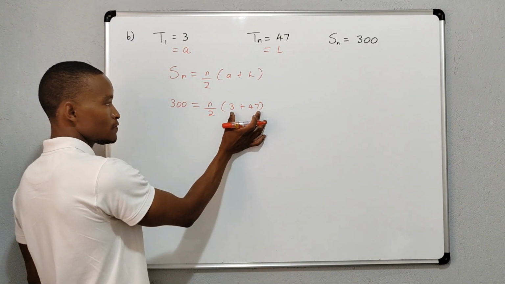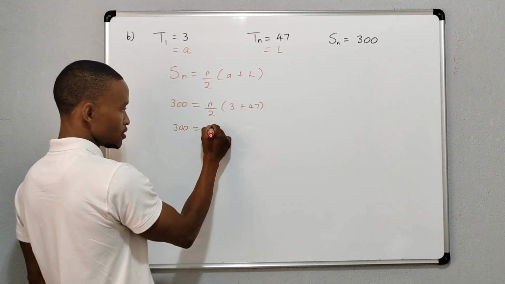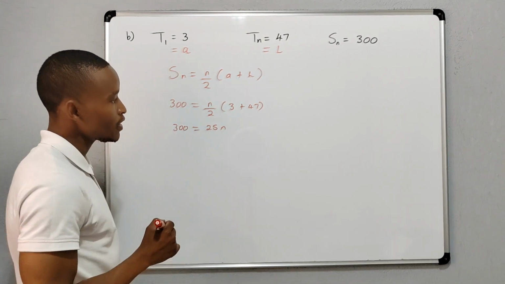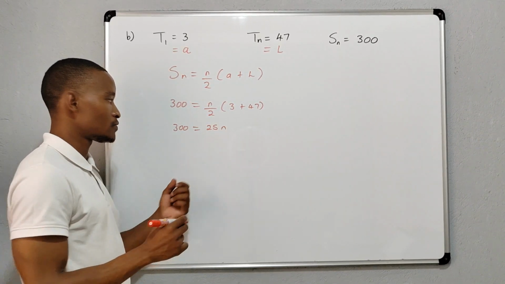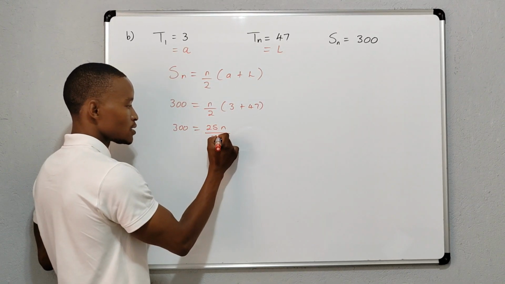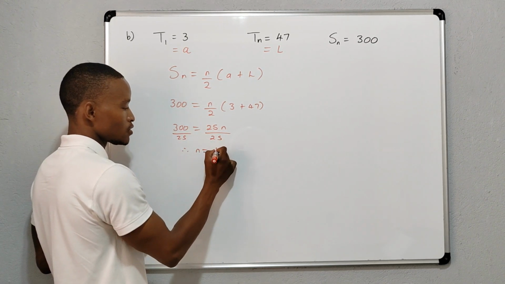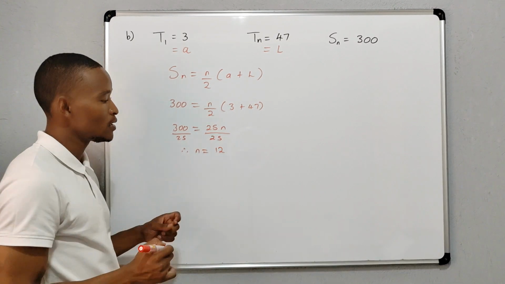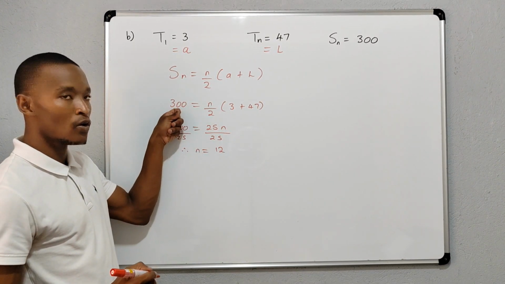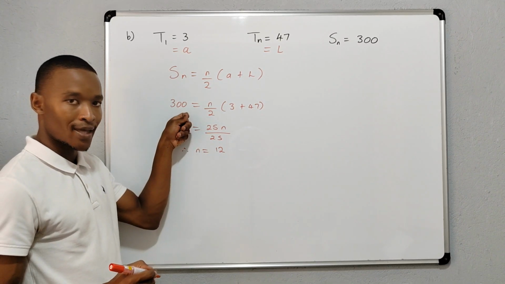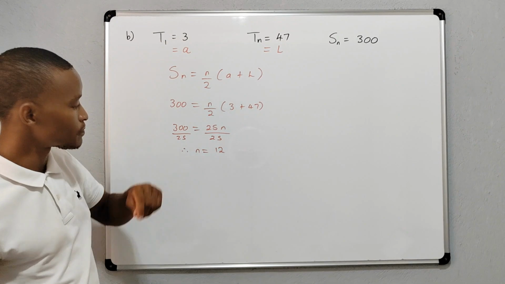What do we get there? 50 divided by 2 gives us what? 25. And then we still have the n there. How do we solve for the number of terms? Divide both sides by 25, and therefore n is equal to 12. Okay, so there are 12 terms in this series such that when you add all these 12 terms, you get 300, the first term being 3.